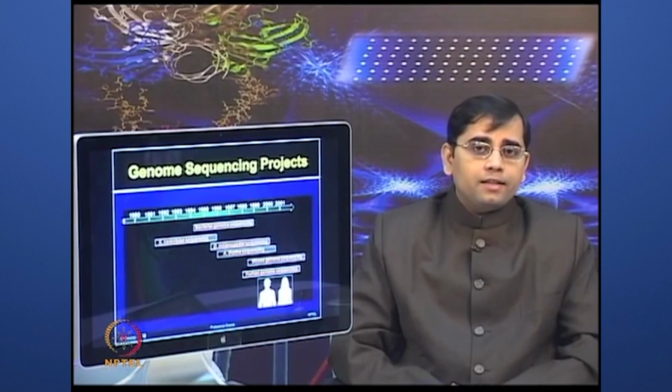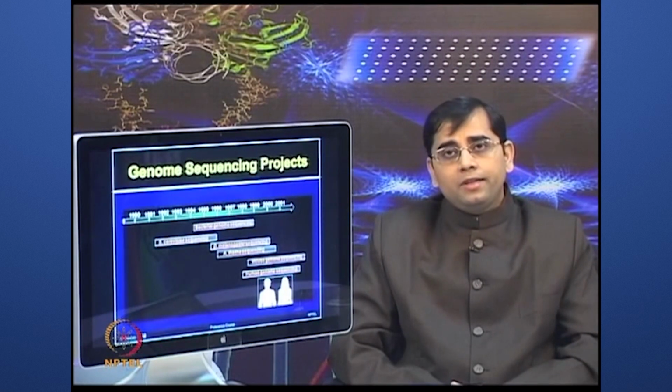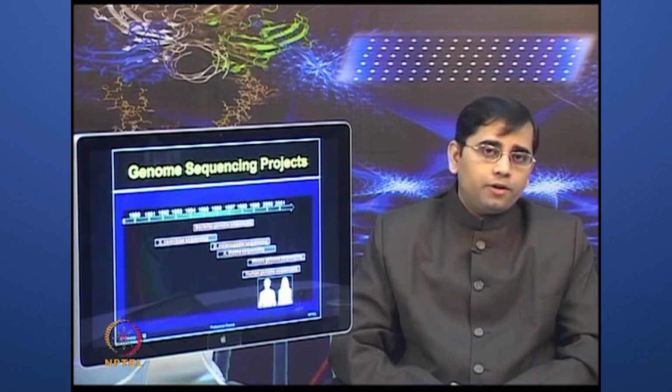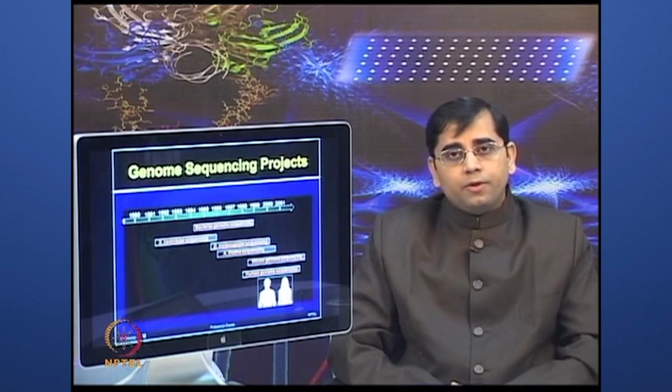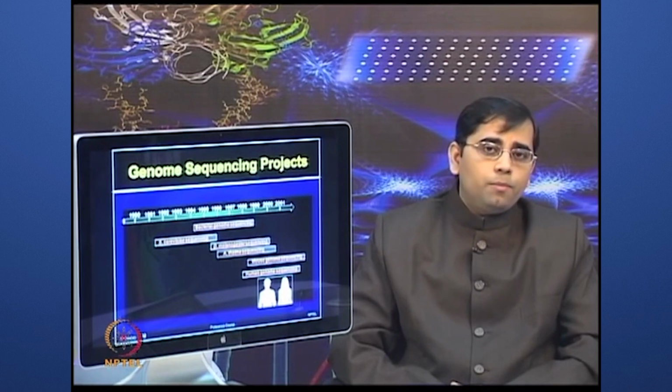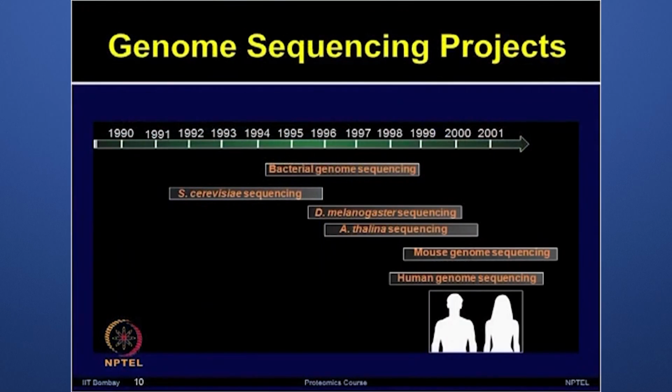The genome sequencing projects aim to decipher the complete genome sequence of all chromosomes of an organism. Several such projects were initiated and successfully accomplished. Sequencing the genome of higher organisms such as human was very challenging, but researchers showed very good team effort and successfully completed the draft sequence in 2001 and the complete sequence in 2003. Here on the time scale, you can see the sequencing of various organisms which progressed from 1990 to 2001.